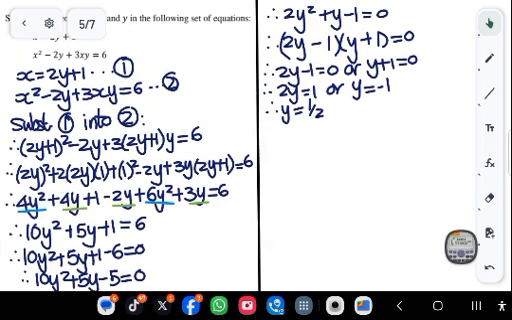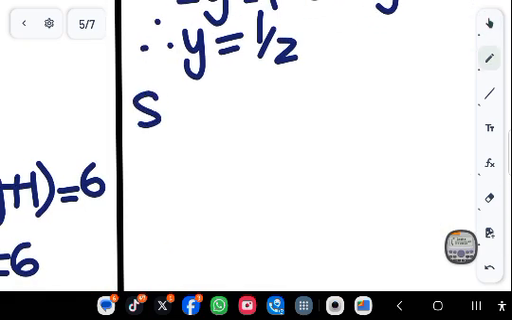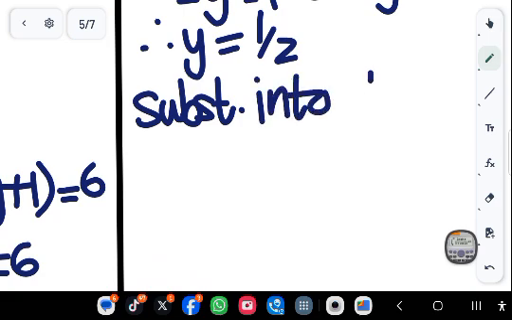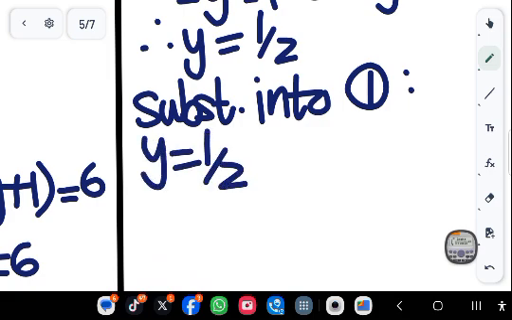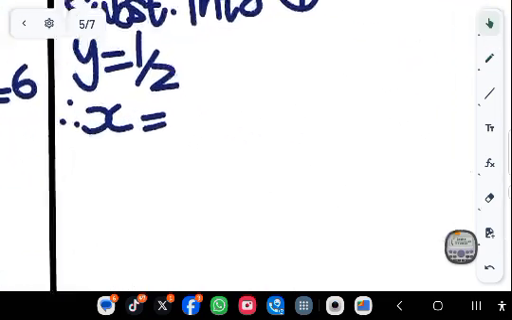Okay, now we substitute this into equation 1 for x. Substitute into equation 1. Okay, for y equals a half, x becomes 2 times a half plus 1.